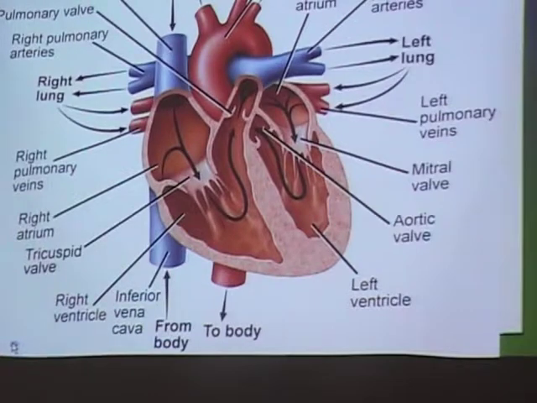That's horrible. Now, here are the parts of the heart. And this is on page 995.